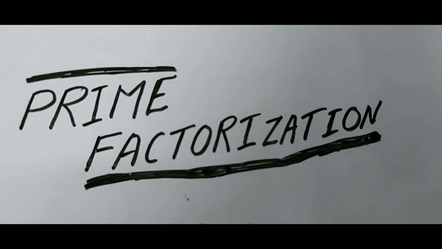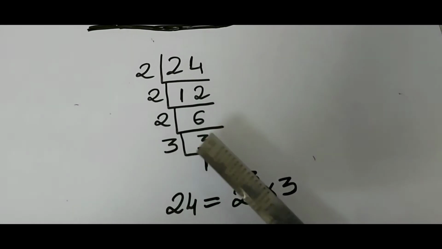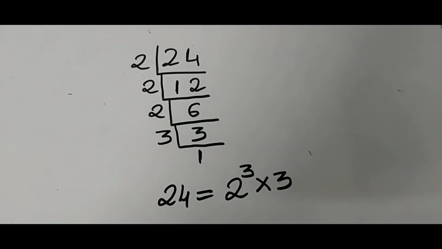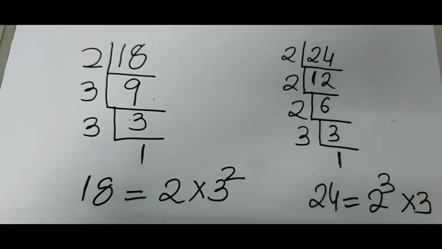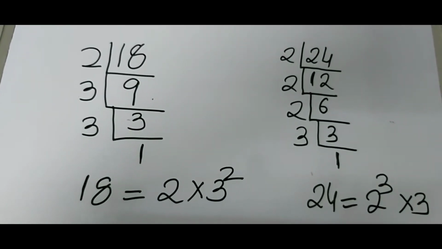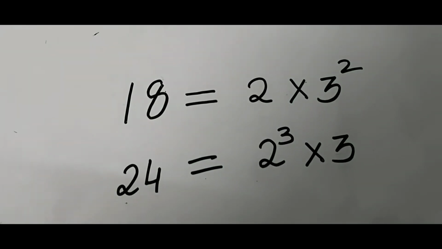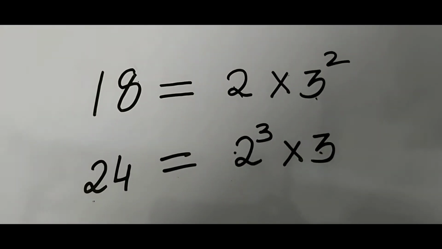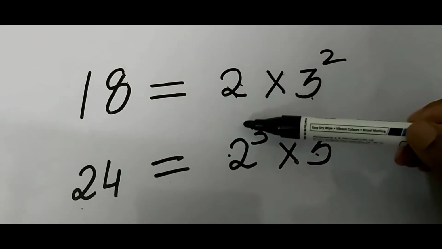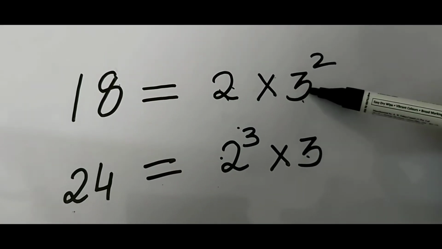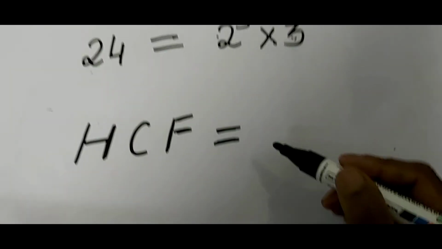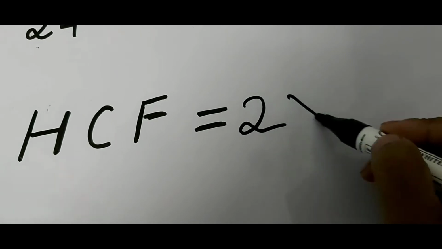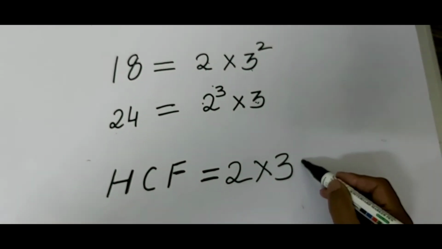Prime factorization of 24. 2 12s are, 2 6s are, 2 3s are, 3 1s are. 24 can be expressed as 2 cube into 3. Every composite number can be expressed as product of primes. Here both 18 and 24 are expressed as product of primes. To get HCF, we will be selecting smaller among these two and smaller among these two. So HCF is equal to 2 into 3, which is equal to 6.